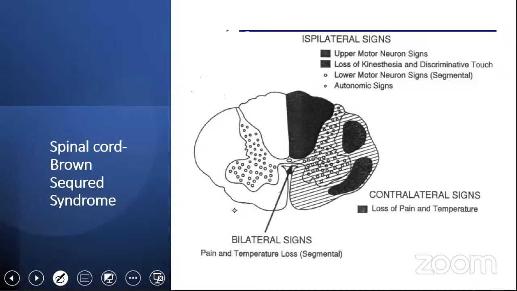So Brown-Séquard syndrome is because of the lamination which we have seen. The ipsilateral signs are UMN signs, loss of kinesthesia and discriminative sensation, lower motor neuron signs, segmental, and also autonomic signs. Contralaterally, there is loss of pain and temperature. So ipsilaterally, if you find weakness, then concentrate on examination of the dorsal columns, that is proprioception, vibration, joint position sense. And contralaterally, you should look for pain and temperature. That anatomy you understood clearly.